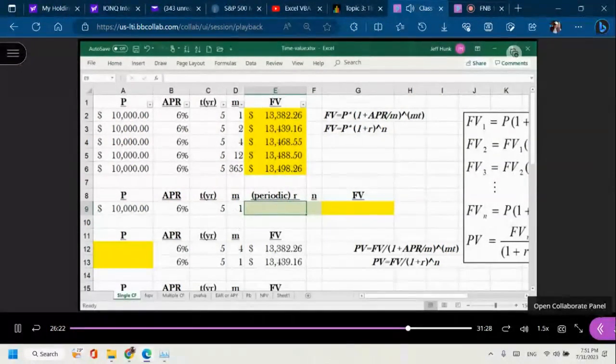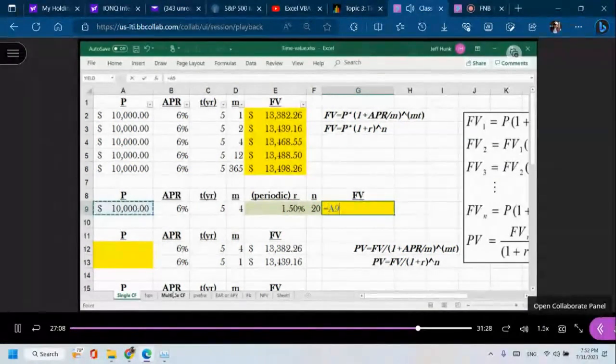So what does that mean? Well, that means I want to put R, the periodic rate, and N there. We already know what the periodic rate is. It's 6% divided by 1, and N is 5 times 1. If it is annual, it's going to be the same thing. There's no difference. But if it is, let's say, quarterly, then you see the periodic rate automatically adjusts. And now all you need to do is simply apply this formula.